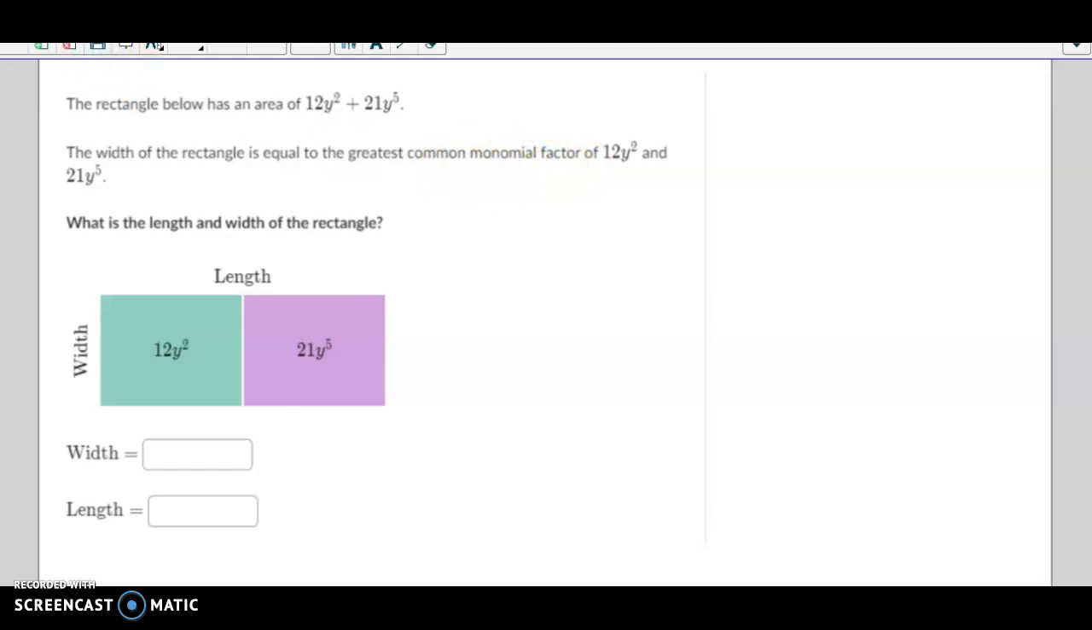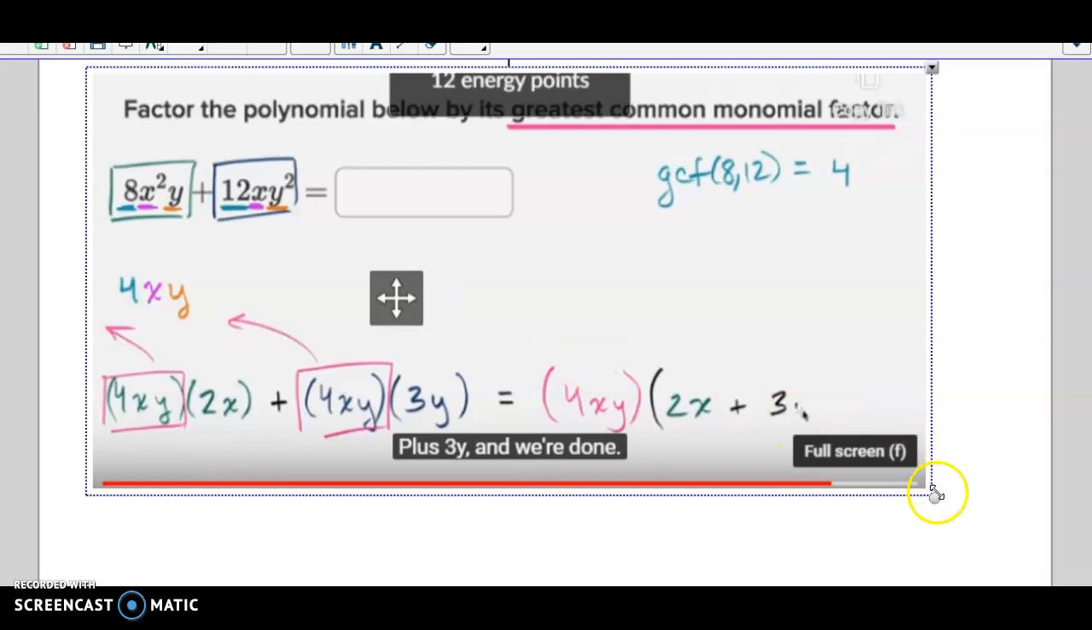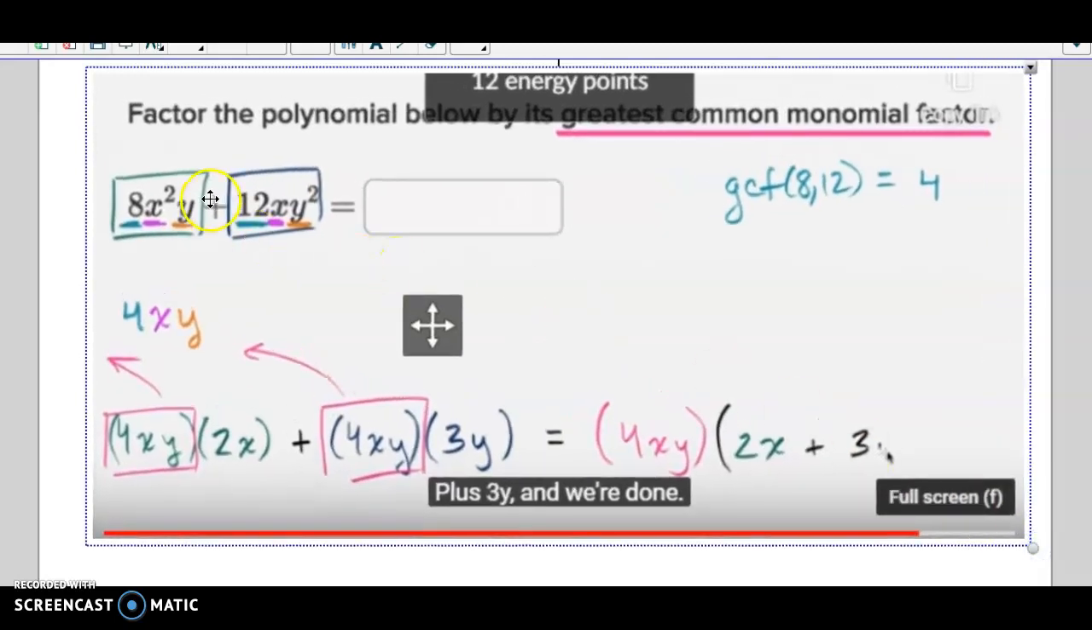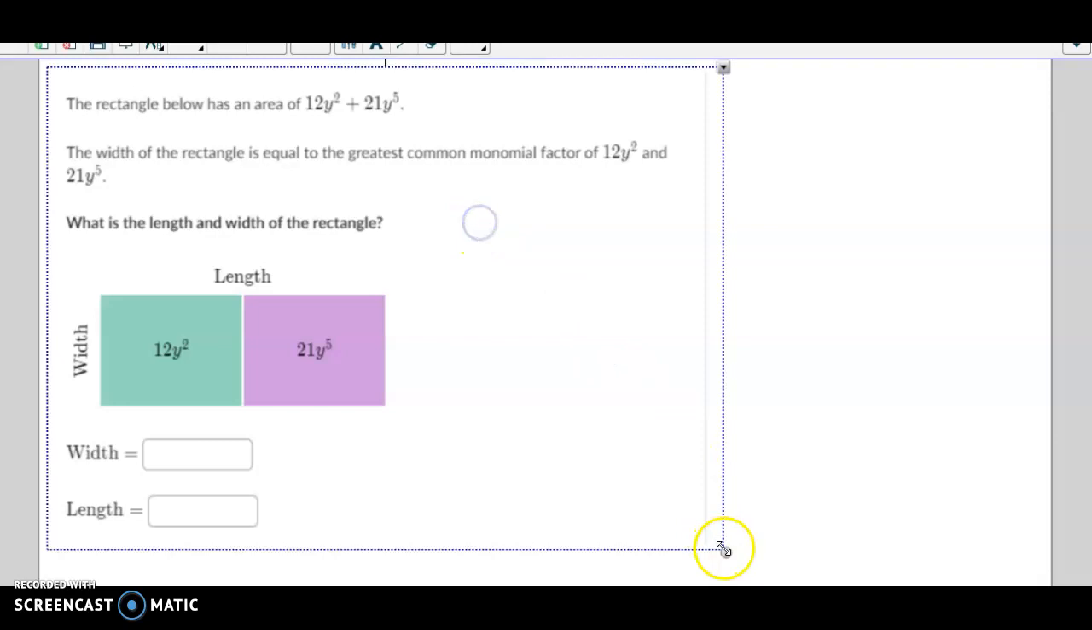So before I got started, I looked over my notes and I looked at the video that preceded this. Here it says factor the polynomial by its greatest common monomial factor, and we go through certain steps. The first thing he does is find the GCF, or greatest common factor, of 8 and 12, meaning the largest number that goes into both 8 and 12. So we're going to do the same thing here.